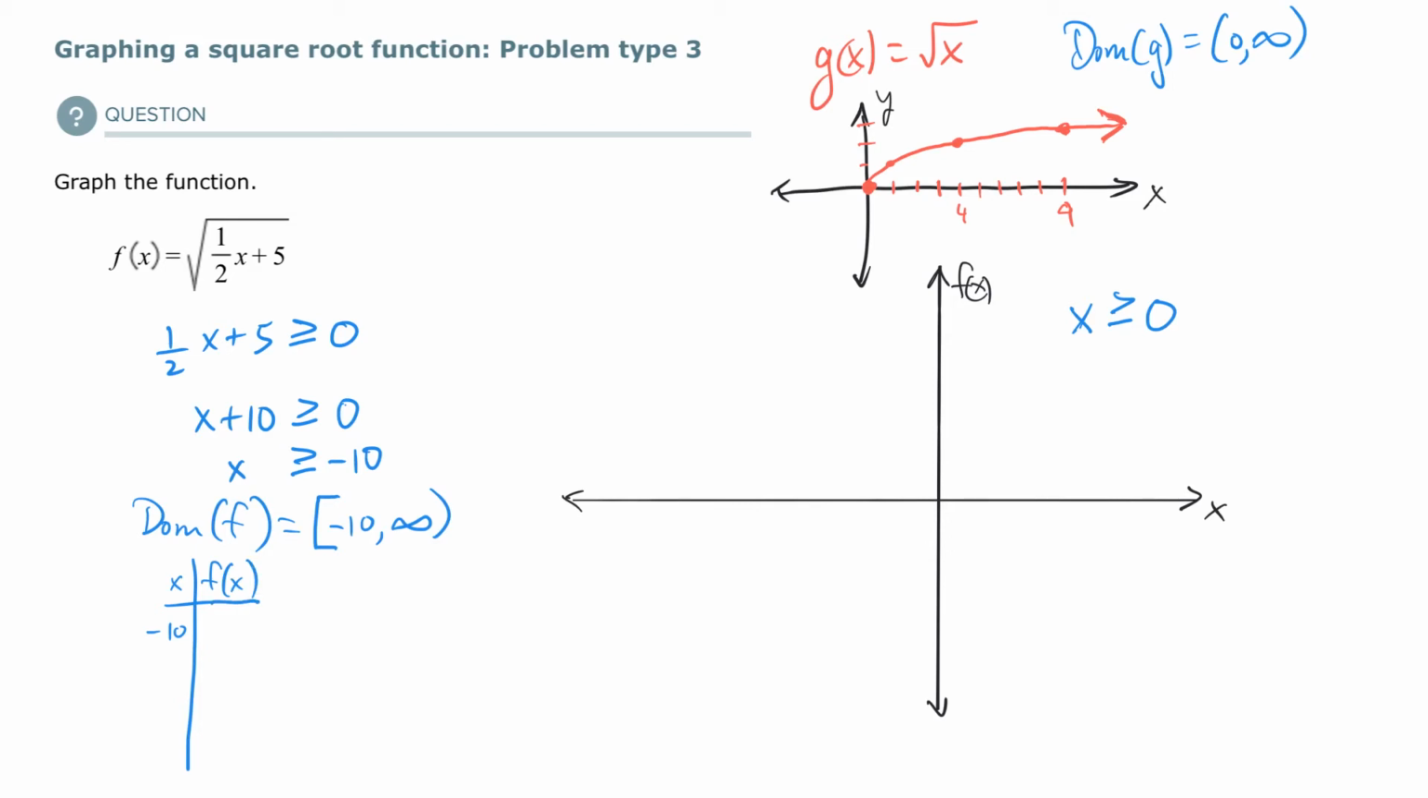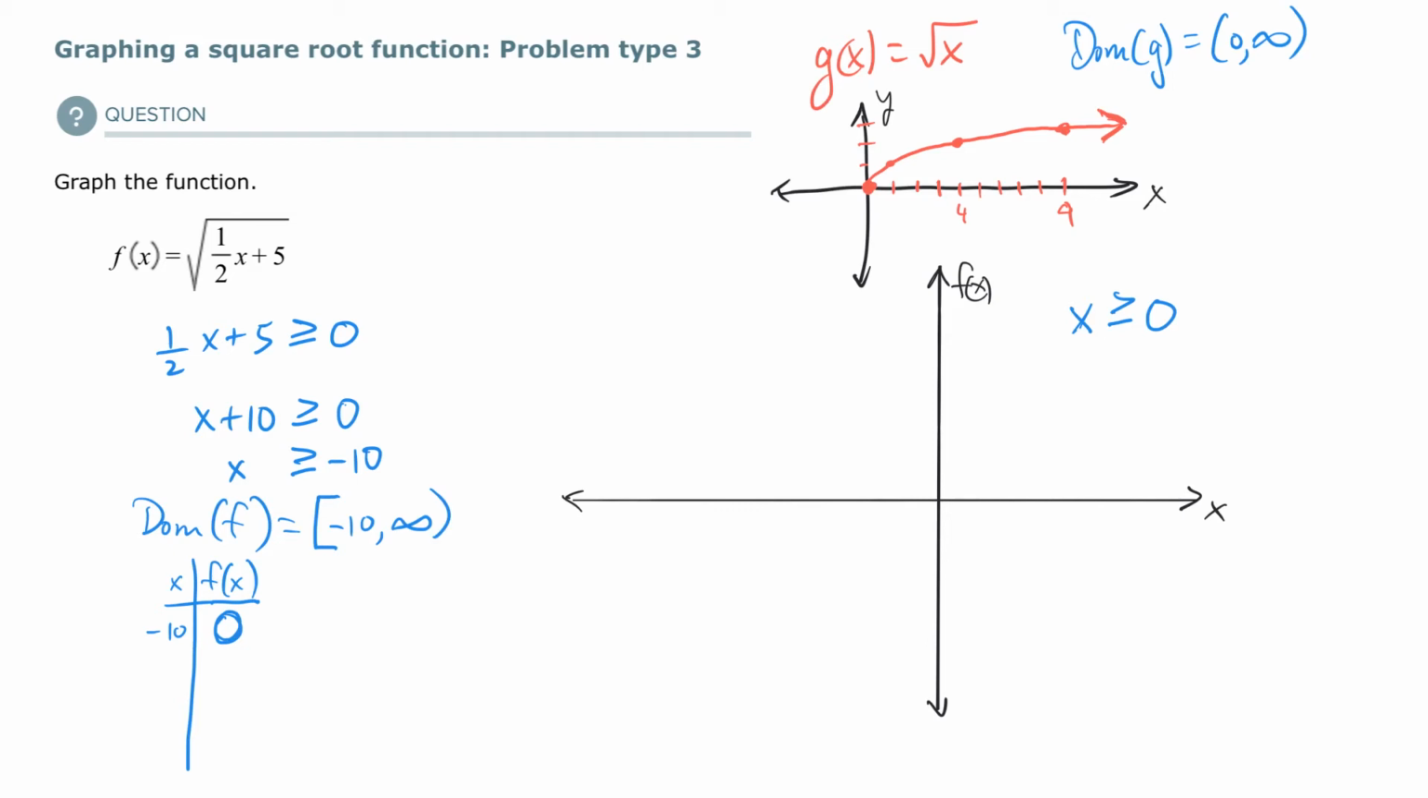What happens at negative 10? Well, it's kind of convenient. We get negative 5 plus 5, which is 0, and the square root of 0 is 0. Okay? Now, I'm actually going to pick something else. I think negative 8 would be good.